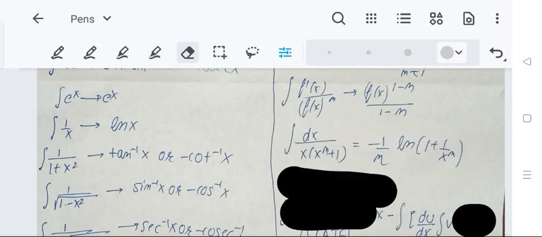This is also miscellaneous, not very useful. If you want to remember, you can remember that integration of 1 upon x into x raised to the power n plus 1 is minus 1 upon x ln of 1 plus 1 upon x raised to the power n.